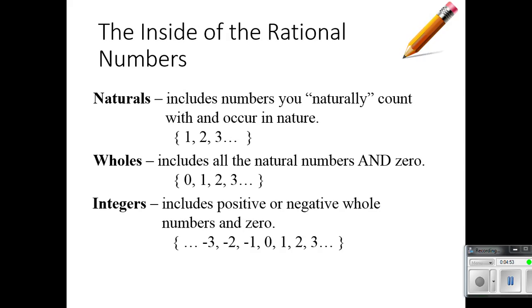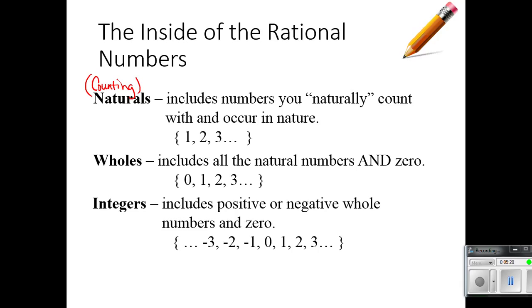So I want you to go ahead and write down the inside of the rational numbers. The rational numbers include the natural numbers. Those are the smallest ones. The natural numbers are the numbers that you would naturally count. That's why it's called a natural number. We also call these the counting numbers. Lots of people call them the counting numbers. They're also called the natural numbers.